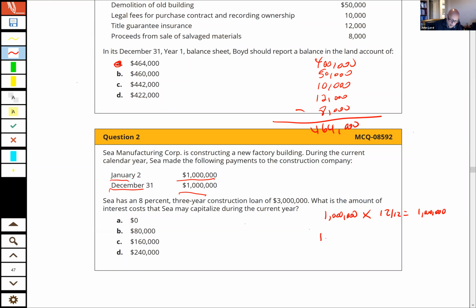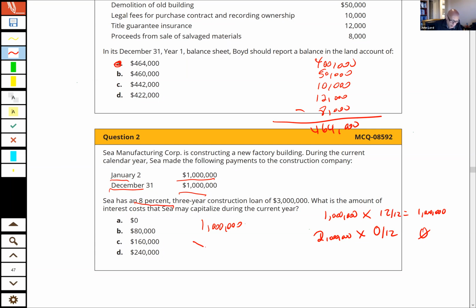And then they spent another $1 million. So if they spent another $1 million, then there was 2 million. But 2 million was outstanding for what percentage of the year? 0/12ths. Okay. So that's 0. So the weighted average of accumulated expenditure is $1 million, because they didn't spend that until the last day of the year. So that last million isn't even really part of this calculation here. Okay, so I've got the million as my weighted average of accumulated expenditure.